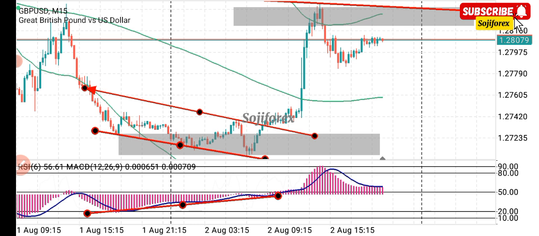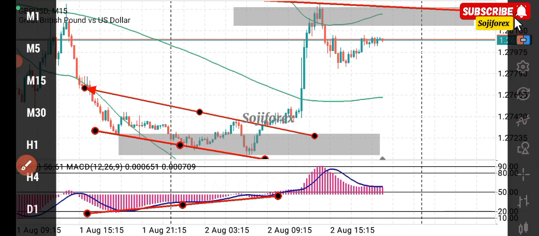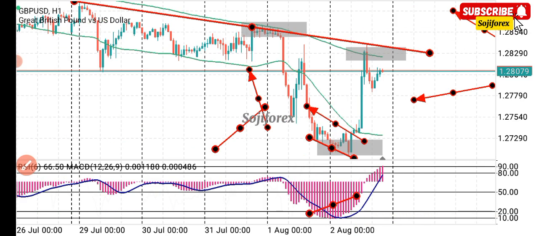And so I'm waiting for price to break out of this level. And then here price breaks out of this zone, and here is your entry to the upside. Here is a current price scenario on this H1.